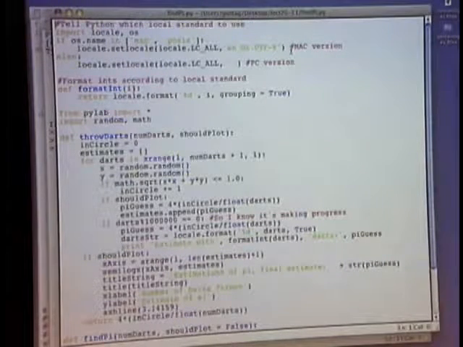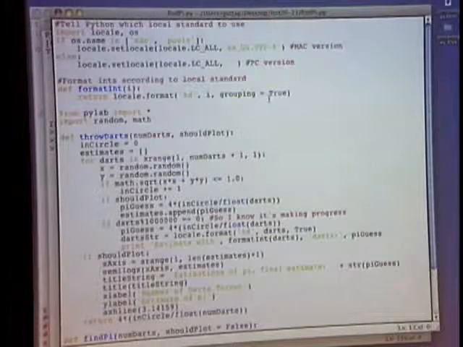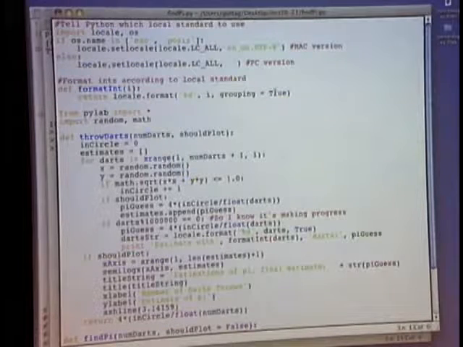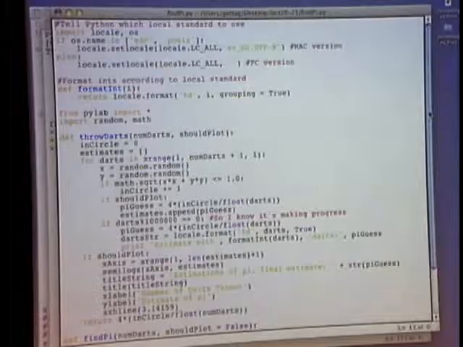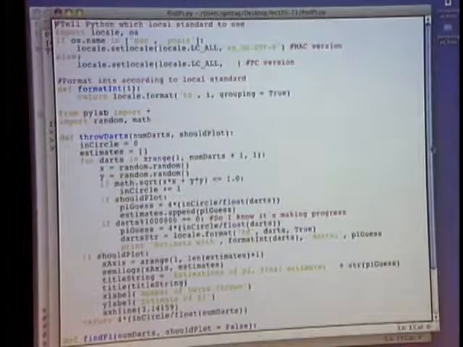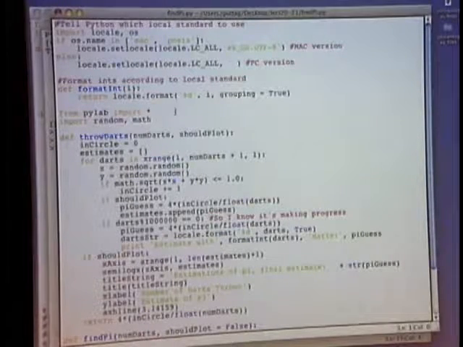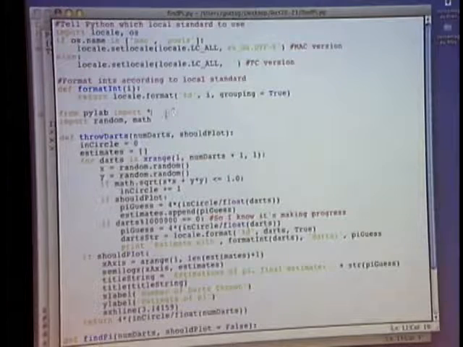All right, so let's try and look at it. There's not much interesting to see here. I've done this little thing, format int, that uses this magic to say grouping equals true. That means put a comma in 1,000 places. But again, you can ignore all that. The interesting part is that from PyLab, I import star, import random, and math.